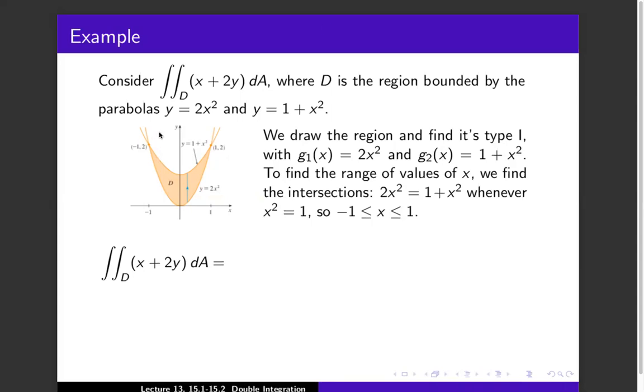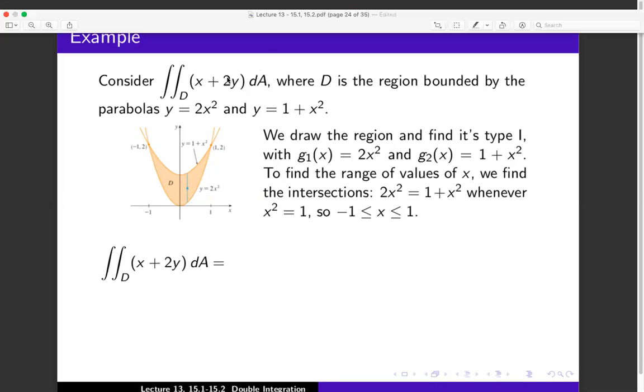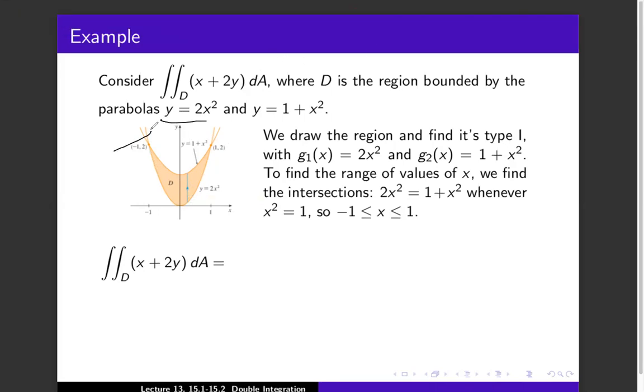And you can see that in this crescent-shaped thing. That's what's called a type 1 region because this region is between these two curves. The lower curve is y equals 2x squared. This lower curve, in other words, is going to be our g1 of x. The upper curve is going to be our g2 of x. And we're bounded between these values of 1 and -1 to give us this region D.